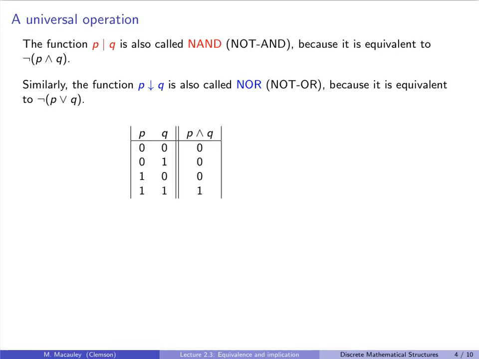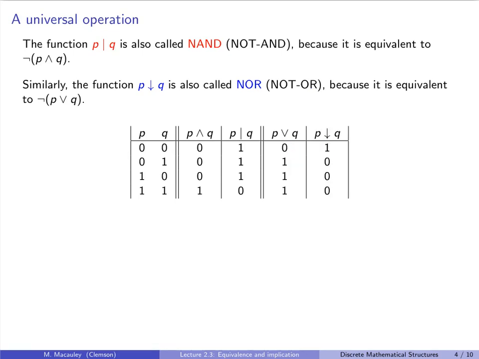Let's check this with the truth tables again. So P and Q has truth table 0, 0, 0, 1. And so the Sheffer stroke, or the NAND function, is just the negation, 1, 1, 1, 0. Similarly, P or Q has truth table reading top to bottom 0, 1, 1, 1. And the Pierce arrow, or the NOR function, is the negation with output values 1, 0, 0, 0.